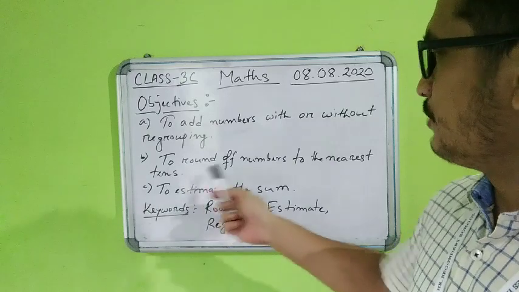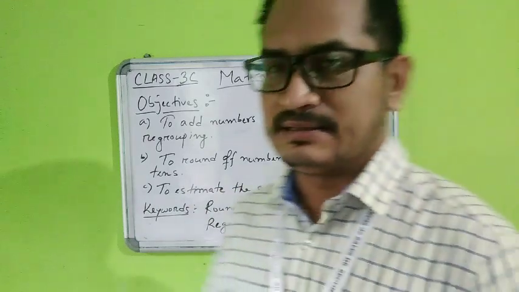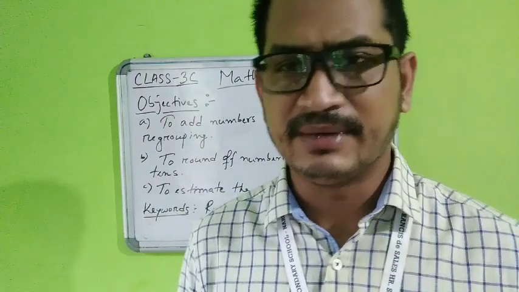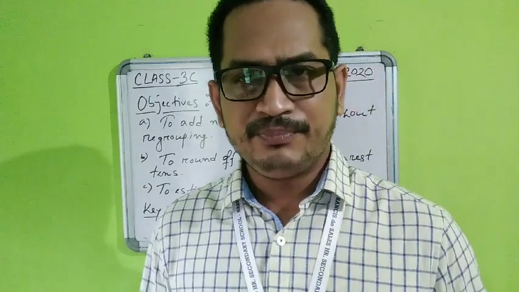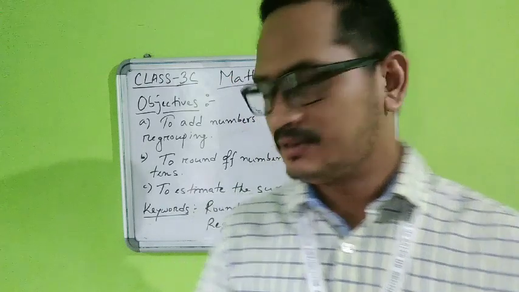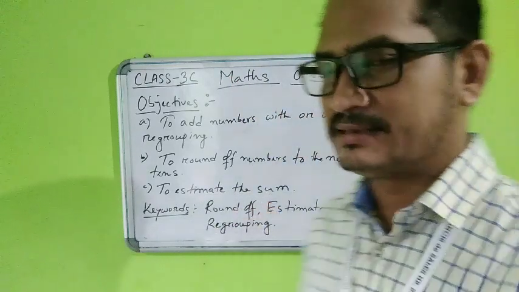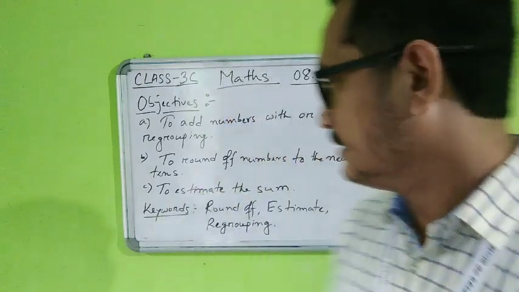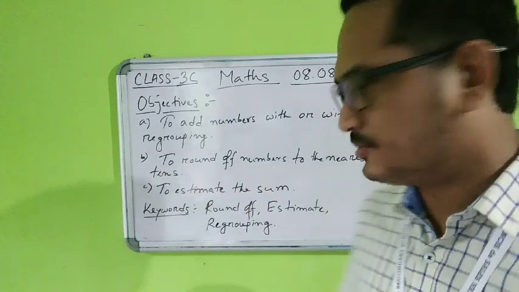Second one is to round off numbers to the nearest tens. Round off, or you can say estimate. These two words are same. That means we are going to learn how to round off or how to estimate. Students, we will discuss the round off or the estimate properly after this, in today's class only.